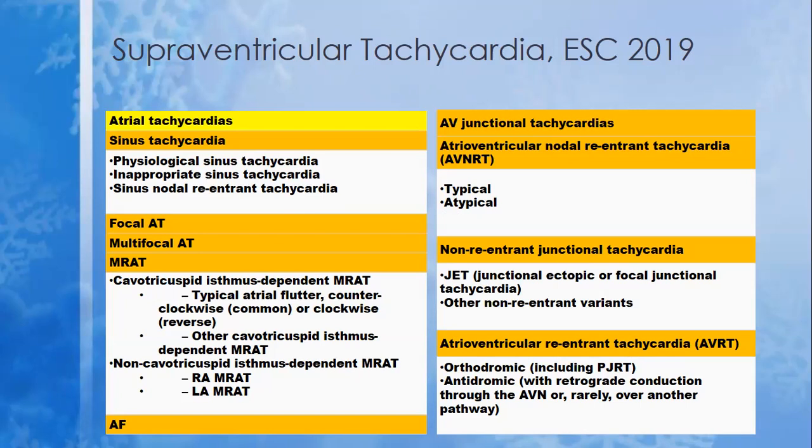And this macro re-entry site may be in the cavotricuspid area or non-cavotricuspid area, like right atrium or left atrium itself. AV junctional tachycardia may be present, and here the problem is in the junctional tissue. AV nodal re-entrant tachycardia, it may be typical or atypical presentation. Non-reentrant junctional tachycardia, like junctional ectopic or focal junctional tachycardia, other non-reentrant variants may be present. Atrioventricular re-entrant tachycardia, here the problem is not in the junctional tissue but in an accessory pathway. It may be orthodromic due to a forward conduction problem, or it may be antidromic where the retrograde conduction is the problem.